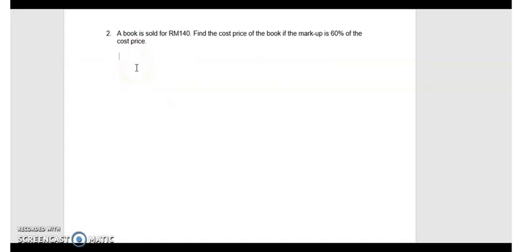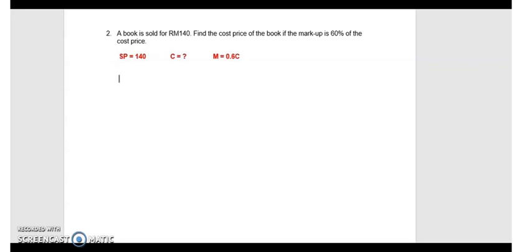Okay, now let's look at question number 2 here. A book is sold for 150 ringgit. So it means that 150 is the selling price. Find the cost price. So we want to find cost if the markup is 60% of the cost price. Okay, convert that sentence into a mathematical sentence. Markup is 60%, and 60% is 0.6 of the cost. So you can write it as 0.6C.